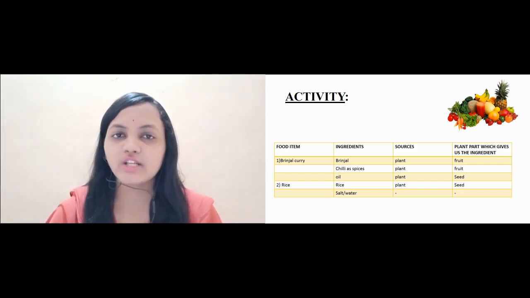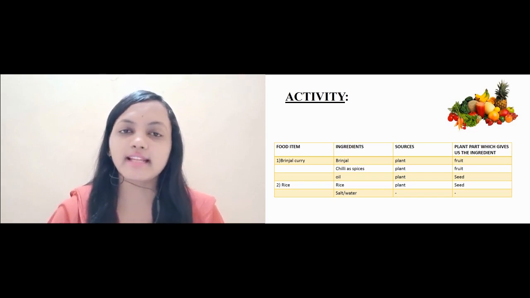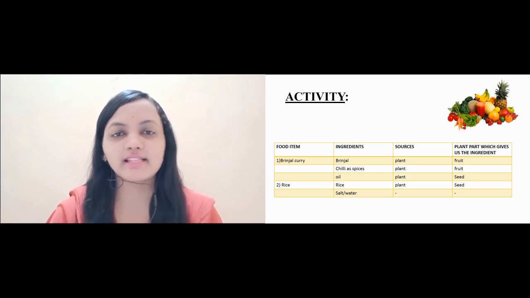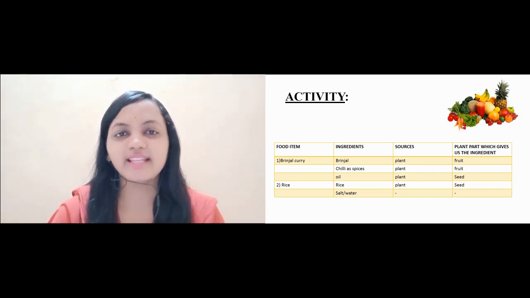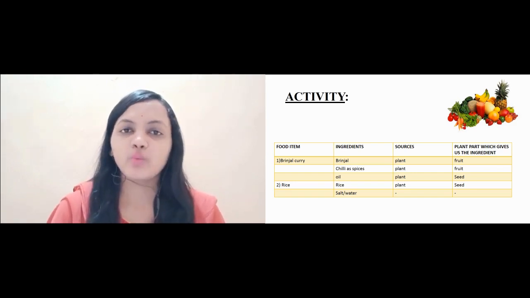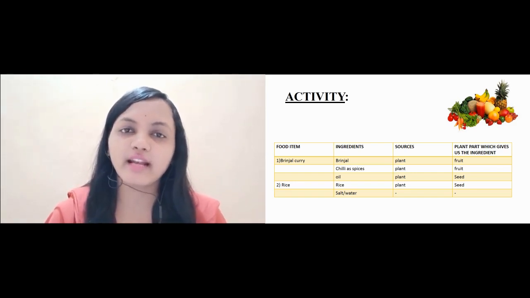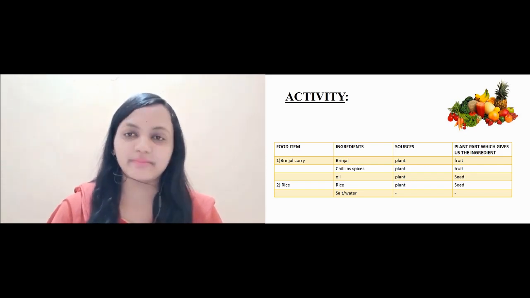So let us see the first one. First is your brinjal. Brinjal is the fruit. Then the second is your chilies and spices. They are also fruit, isn't it? Then the last one is the oil. From where are you getting oil? Oil is obtained from the seed parts of the plant. Now the second example. What is the second example? It is rice. Rice is a grain. It is also called a seed.